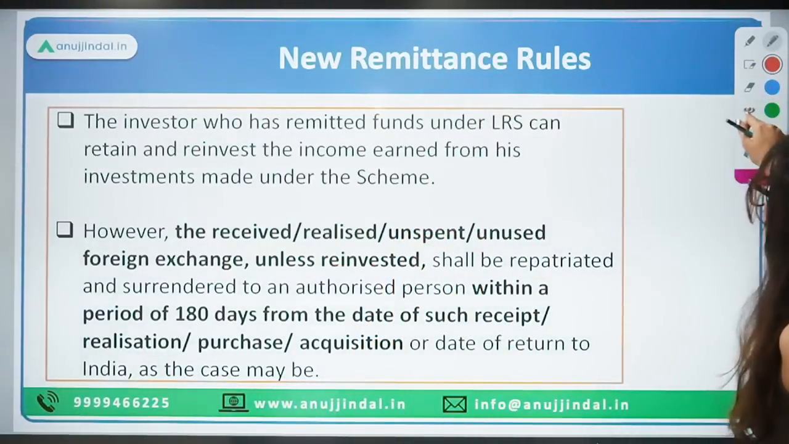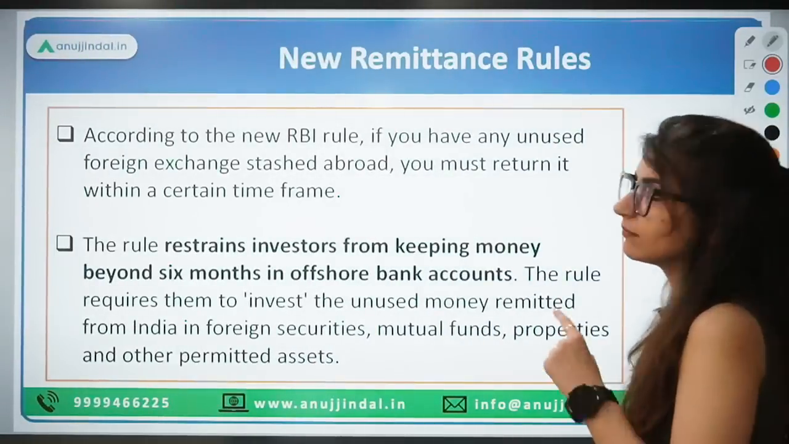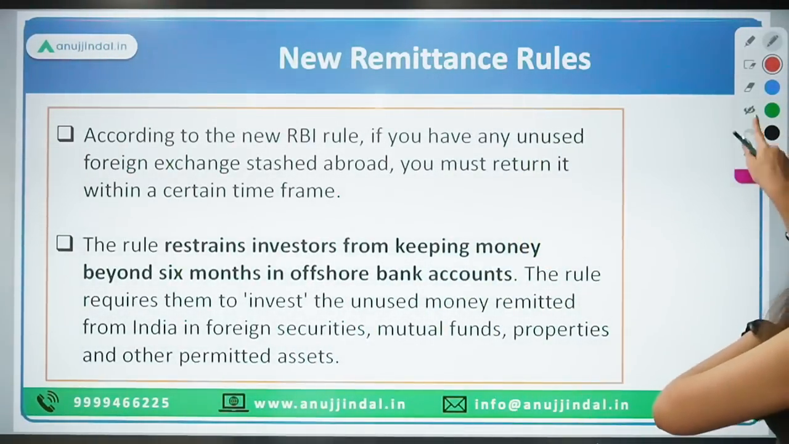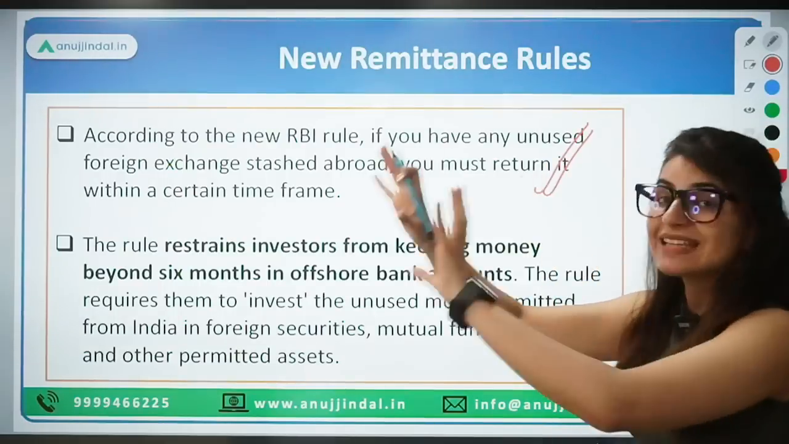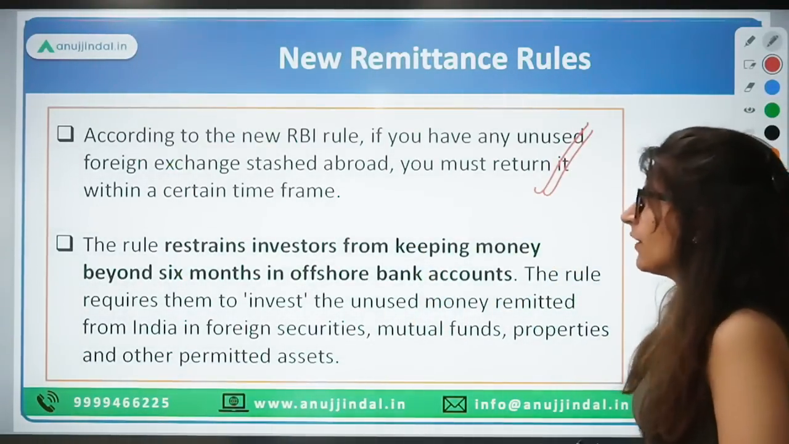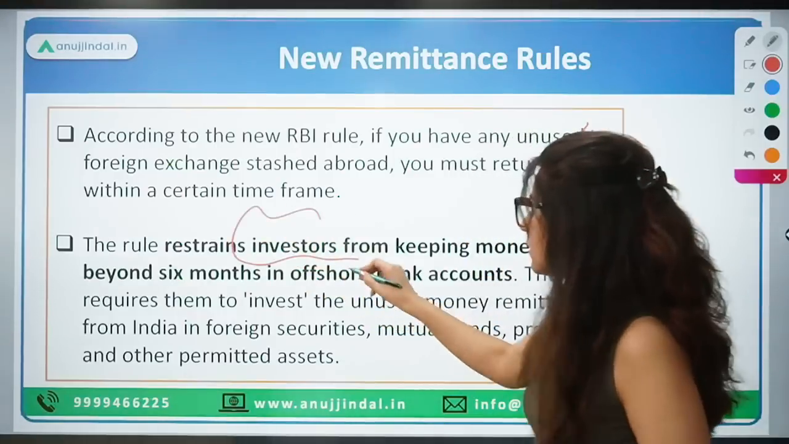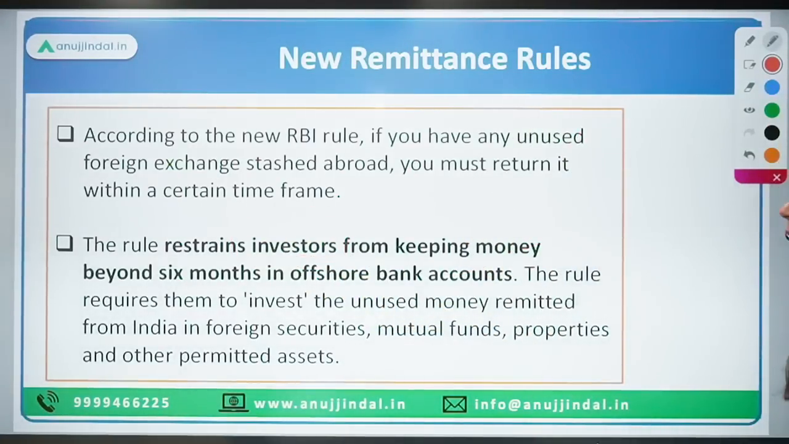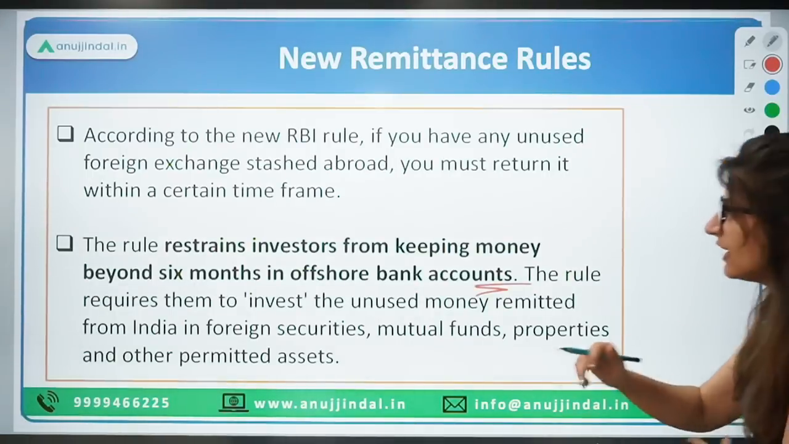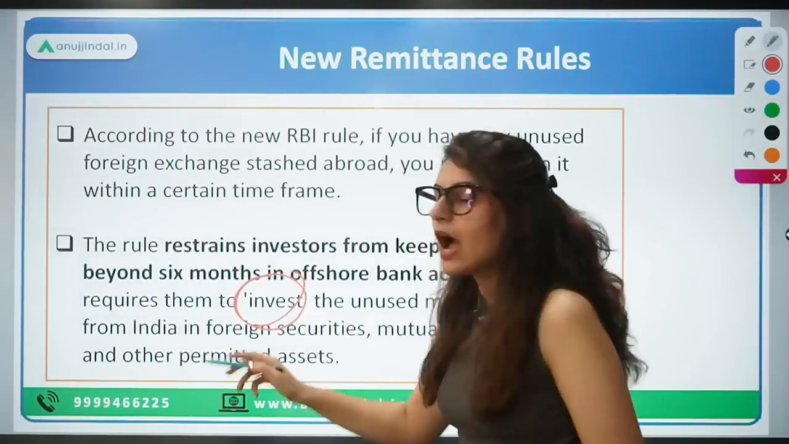Now this is the new rule that has come up by RBI. RBI has brought out this rule. So according to the new rule, if you have any unused foreign exchange stashed abroad, you must return it within a certain time frame. The new rule restrains investors from keeping money beyond 6 months in offshore bank accounts. The rule requires them to invest the unused amount.